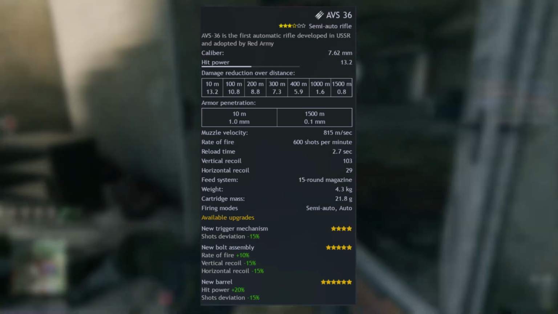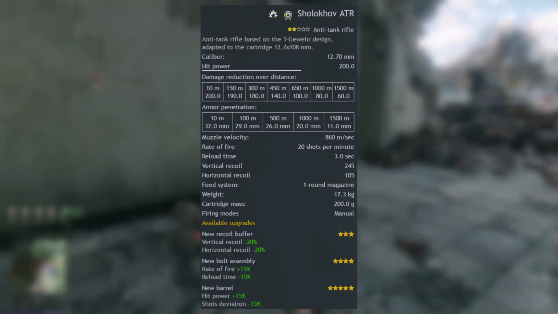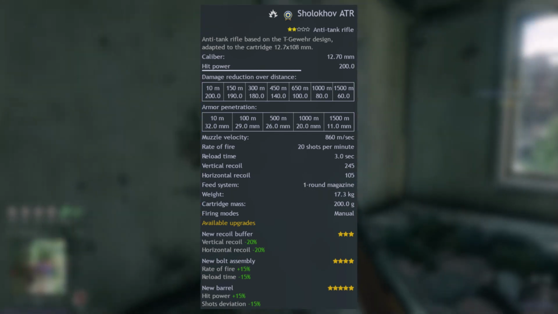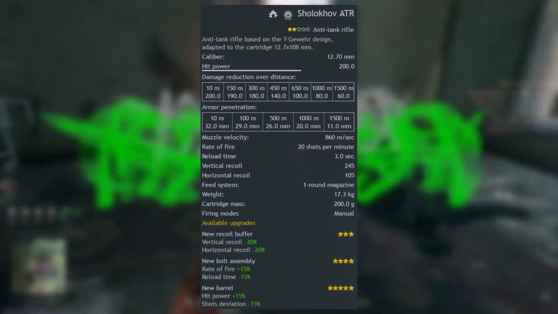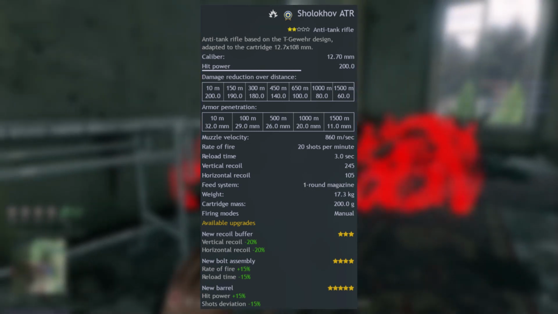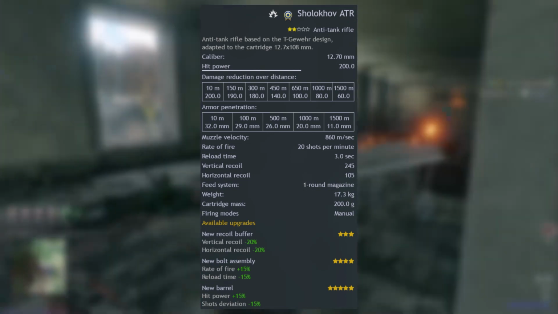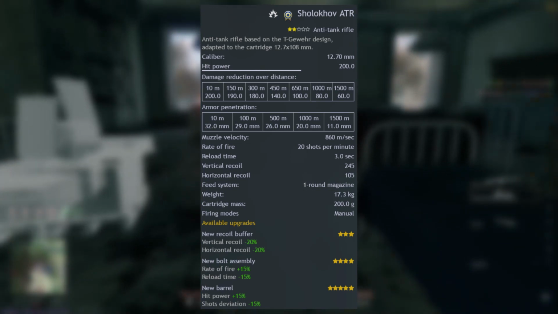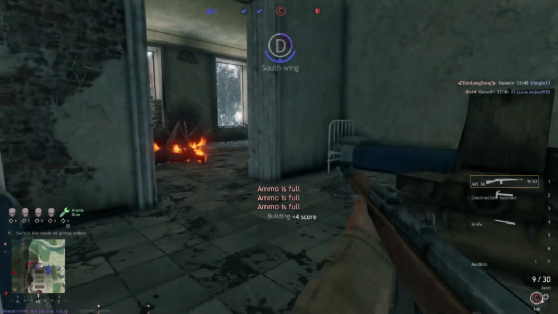The Shlokomov ATR, or the anti-tank rifle based on the Gewehr T design, has a damage reduction over time of 200, 190, 180, 140, and so on. Armor penetration is 32mm, which is impressive until you use it on the battlefield. Muzzle velocity is 860, rate of fire 20, reload time of 3 seconds, vertical of 245, not surprising, with a 1-round magazine, and needless to say, it has a very high weight. Needless to say, do not use the anti-tank gun.